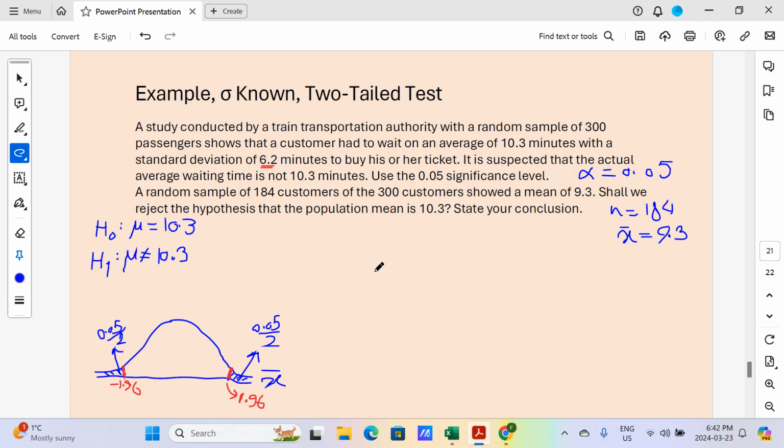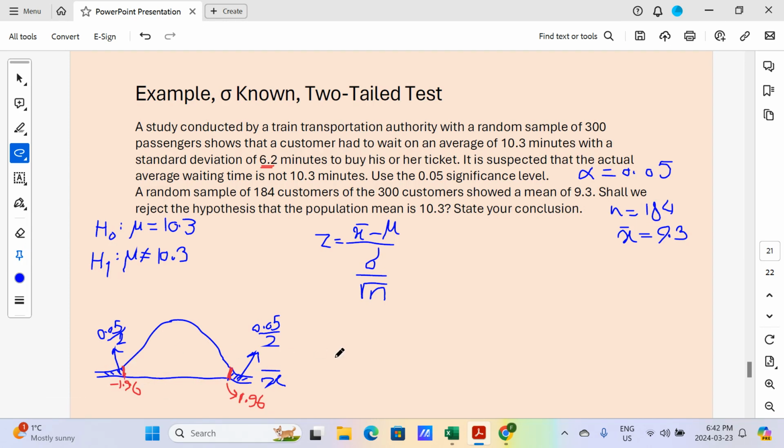The next step is to find the Z value of X bar. We need to find the Z value of X bar by this formula: X bar minus mu over sigma over the square root of n. Okay, I need to find this Z value. If the Z value falls in the tails, we reject H0. Otherwise, we don't reject H0. If the Z value falls in the middle, between minus 1.96 and 1.96, we don't reject H0. But if the Z value falls in the tails, we reject H0.